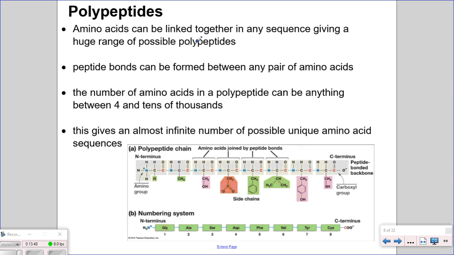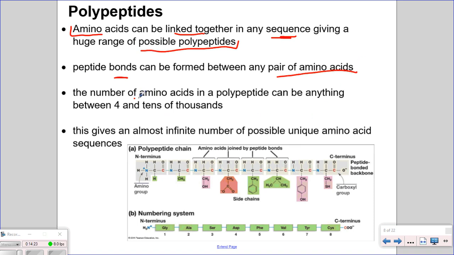Now, with these polypeptides, as they're being built, the amino acids that are used to build them can be linked together in any sequence, which gives a huge range of possible polypeptides. Remember, there are 20 amino acids, and we can link them together in any sequence we want. We can repeat as many amino acids as we want. So it gives a very, very large range of possible polypeptides or proteins. And this is also due to the fact that peptide bonds can form between any pair of amino acids.